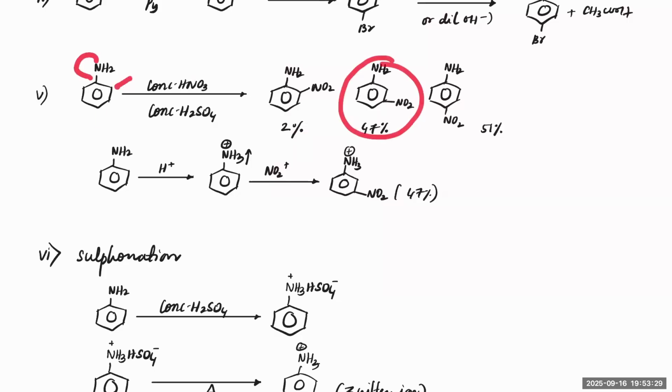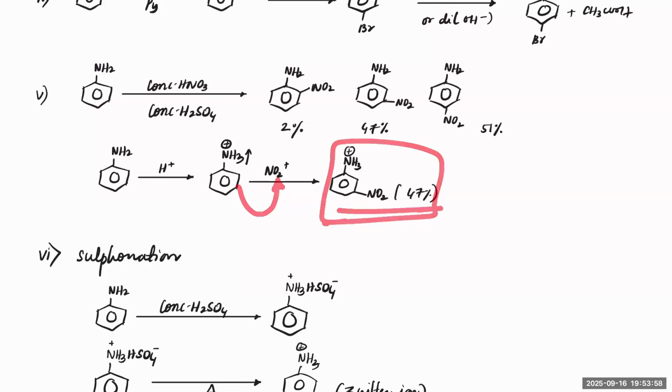Because NH2 is an OP directing group, correct? And how come meta is coming? It is because you are keeping this reaction in an acidic medium. So the lone pair can take H plus, converting into this NH3 plus, which is a strongly withdrawing group. And because it is a withdrawing group, it can direct to the meta position. At meta position, you can substitute NO2, and that's how you'll get this 47 percent. Clear?